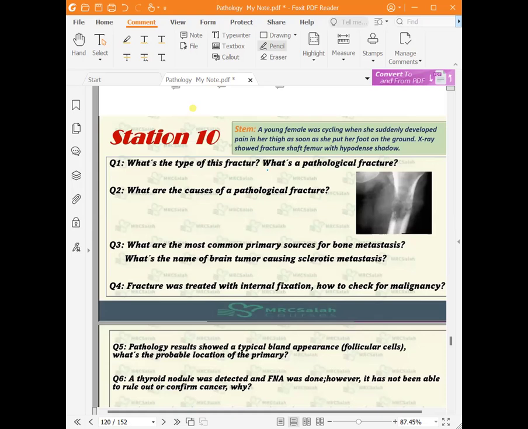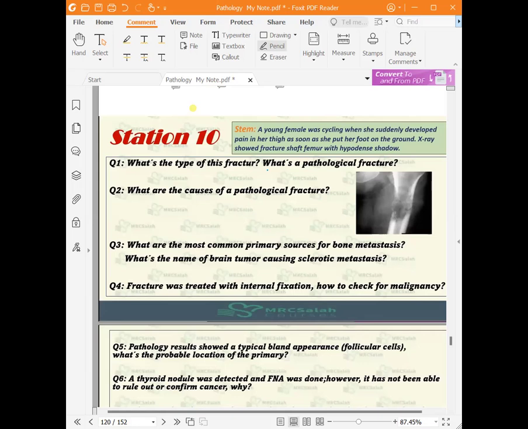What are the most common primary sources for bone metastasis? We have the thyroid and breast and lung cancers. We have also the renal or kidney cancers, renal cell carcinoma, and the prostate carcinoma. What's the name of brain tumor causing sclerotic metastasis? It's medulloblastoma.